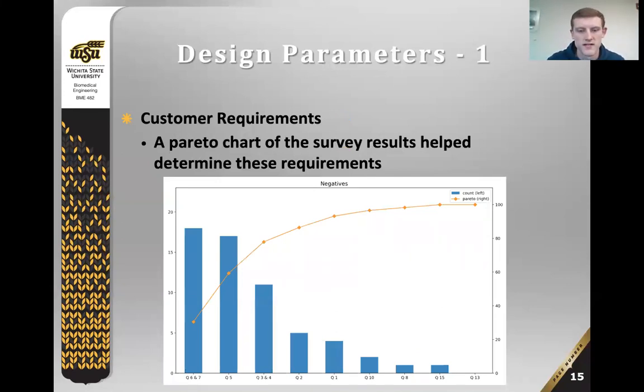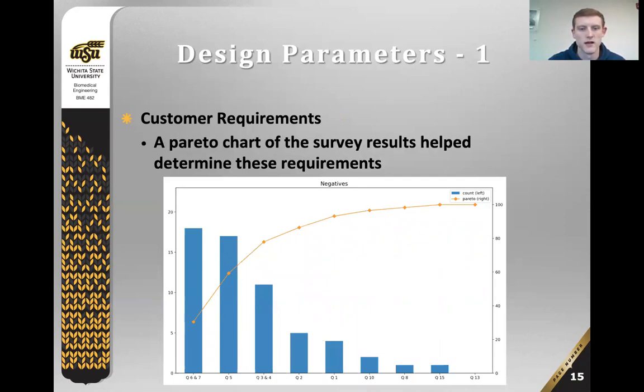As mentioned a couple of slides before, we utilized a survey to ask customers what they thought about current available options in the exoskeleton market. After survey results were gathered, the answers were determined to be either positive or negative. Negative answers to the survey questions were categorized as such because there are issues with current iterations of the device. Those answers are seen here in the Pareto chart that was created from the negative survey results.